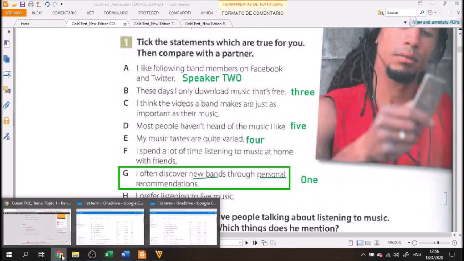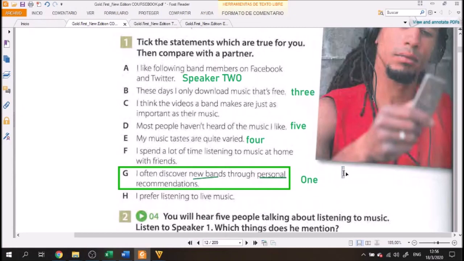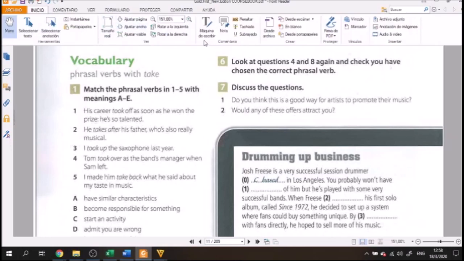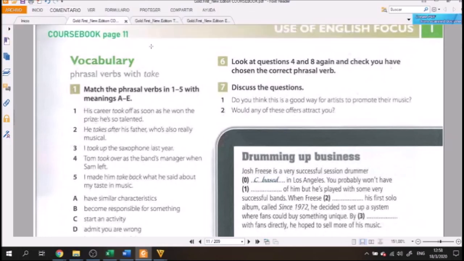Okay, perfect. This is the end of the listening activity. Now we are going to continue working on course book page 11, guys. Previous page, yes? If you don't have the book, don't worry, you can work with me on the screen. We are going to be dealing with phrasal verbs with take, with the verb take. This is our target phrasal verb today.